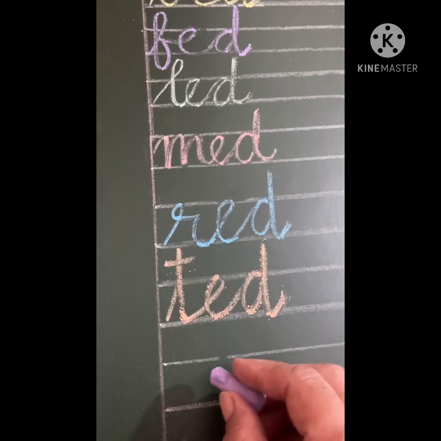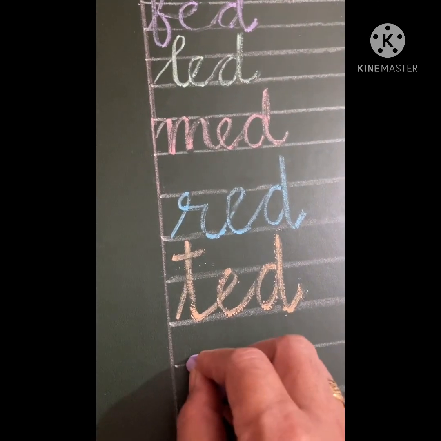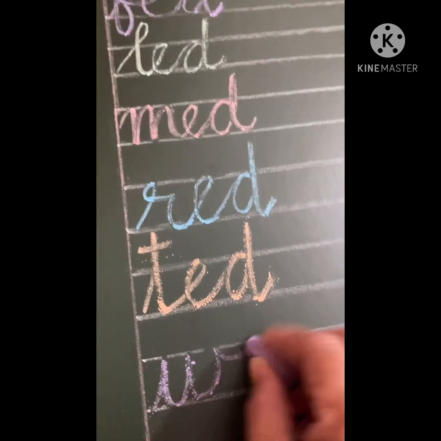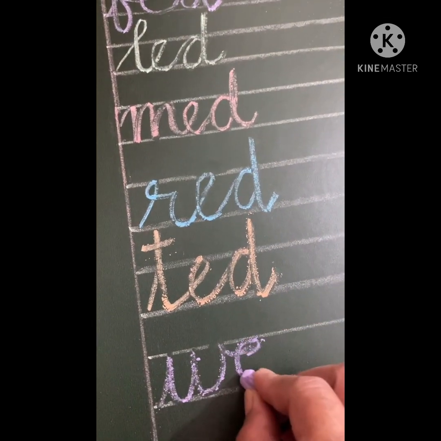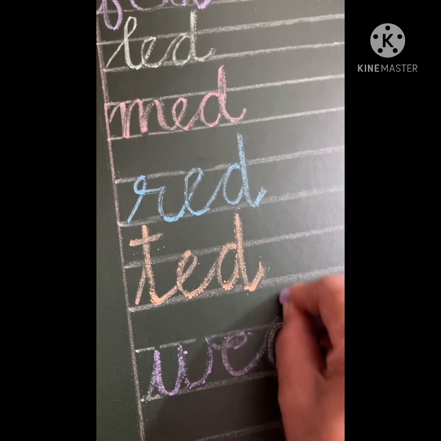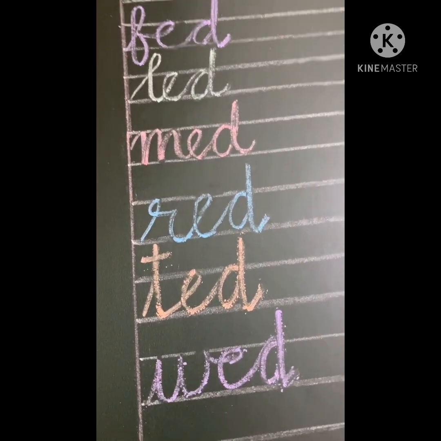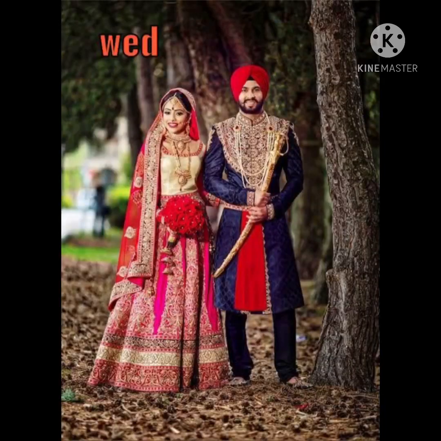And the last word in this family will be starting with the W word sound. Its flick finishes over here. Extend its flick and make E like this. Extend its flick and make D, D. W-E-D, wed. This picture is of newlywed couple.